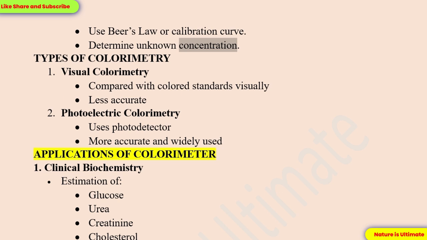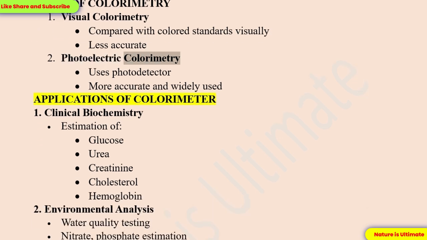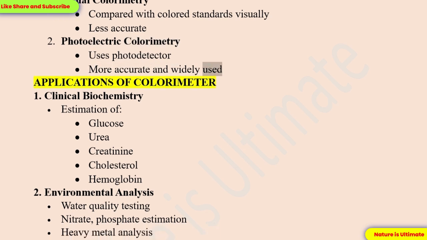Determine unknown concentration. Types of colorimetry. Visual colorimetry: compared with colored standards visually, less accurate. Photoelectric colorimetry: uses photodetector, more accurate and widely used.